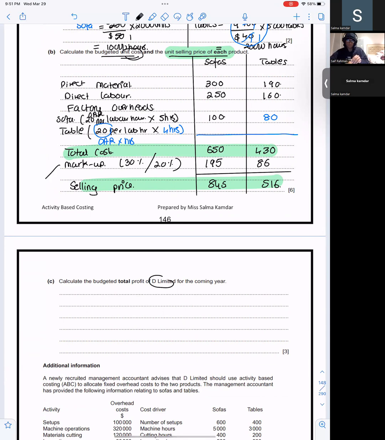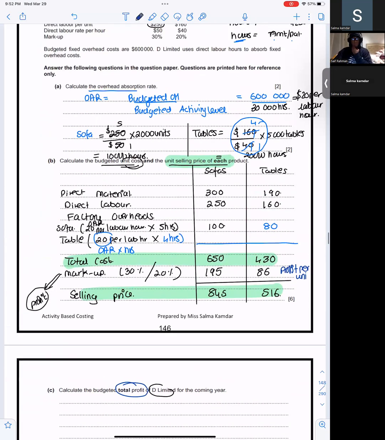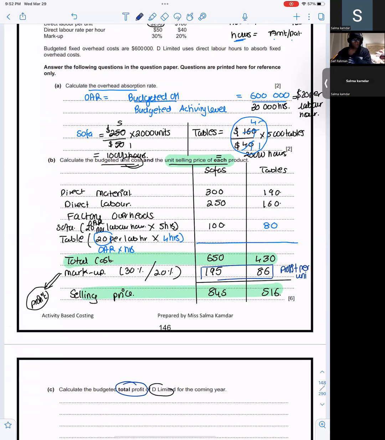So markup is what? Markup is basically the profit, right? So I have already found the markup per unit. I have already found the profit per unit. Now markup is the profit per unit. They want the total profit. So for getting the total profit, what will I do? I have the profit per unit. They want the total profit.